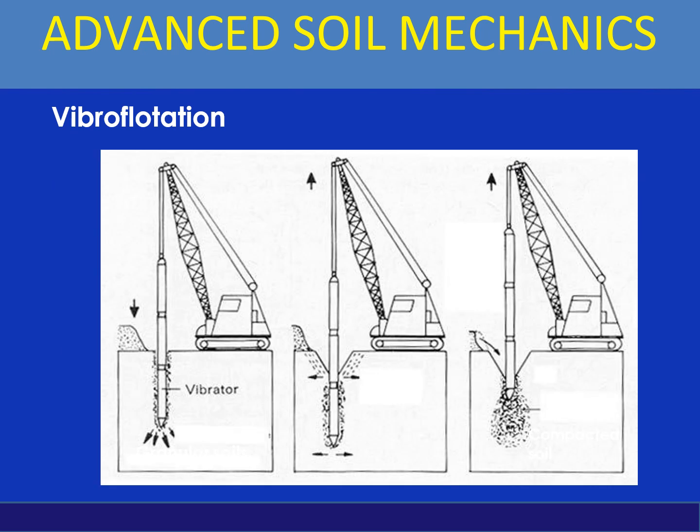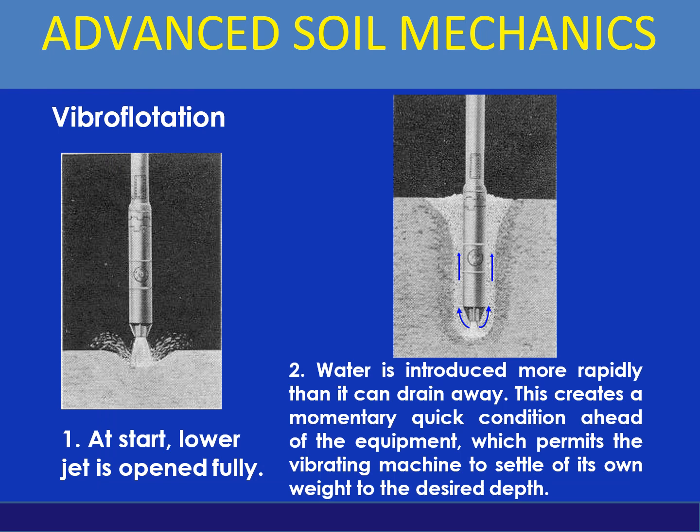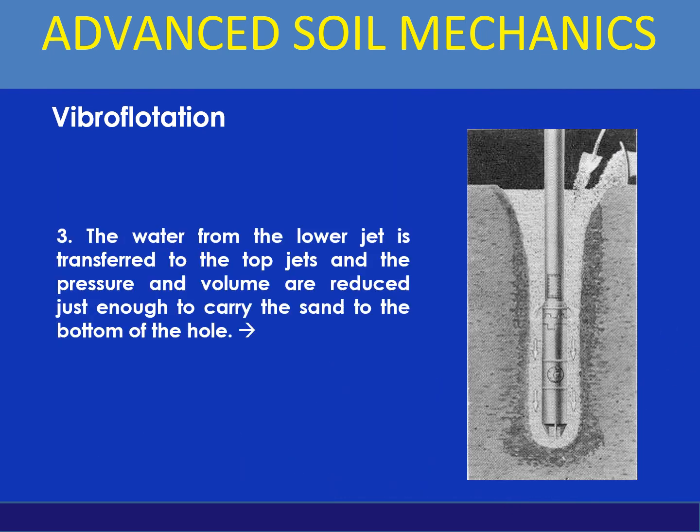So here you can see the schematic diagram showing the operation of vibroflotation. This is the case at start. The lower jet is open fully. Water is introduced more rapidly than it can drain away. This creates a momentary quick condition ahead of the equipment, which permits the vibrating machine to settle of its own weight to the desired depth. In this way, the vibrations can be induced at the desired depth.